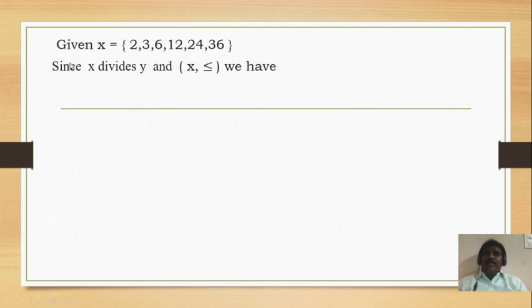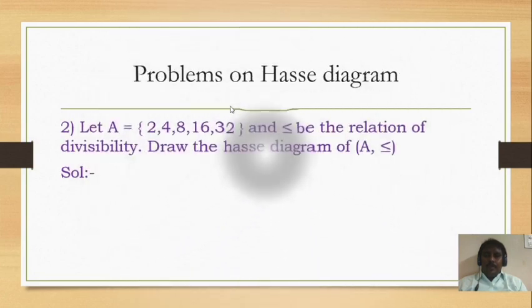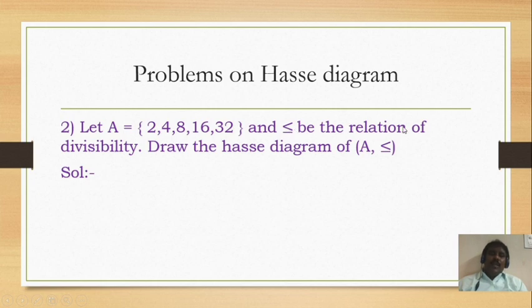Next I am taking another example. Given x equal to 2, 3, 6, 12, 24, 36, x divides y, I have already done this. This is another problem. Let A equal to 2, 4, 8, 16, 32. It has given the values, and less than or equal to is the relation. Poset means less than or equal to, and divisibility, and it has asked to draw the Hasse diagram, and it has given the values.